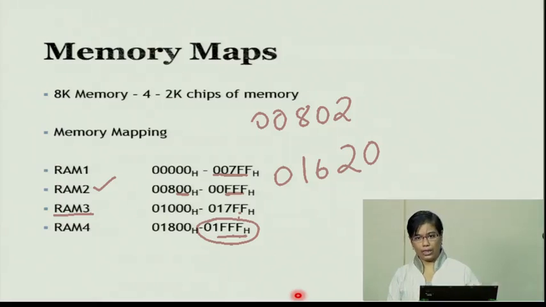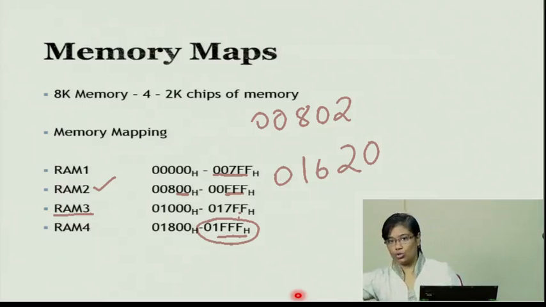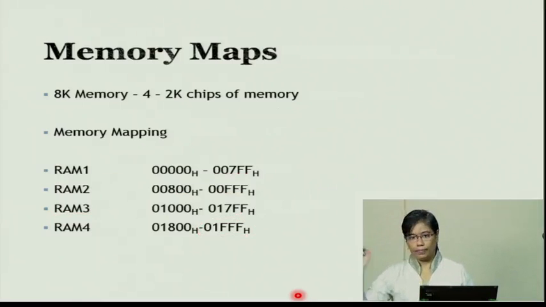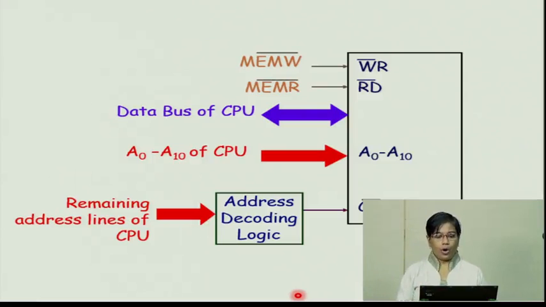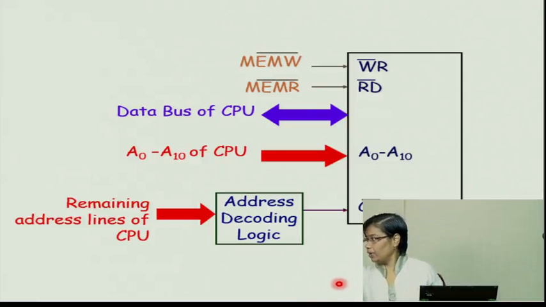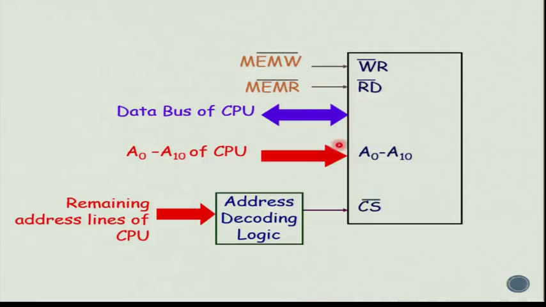Now we have to see how these memory chips, all 4 of them, are going to be connected to the processor. So when we are talking about the 2K chips, we are going to be having the address lines A0 to A10. We are going to be having the data bus of the CPU, which is going to be D0 to D7. We are going to be using 8088, so there is going to be no problem. You will be connecting D0 to D7 of the memory chip to D0 to D7 of the CPU directly. So there will be no problem.